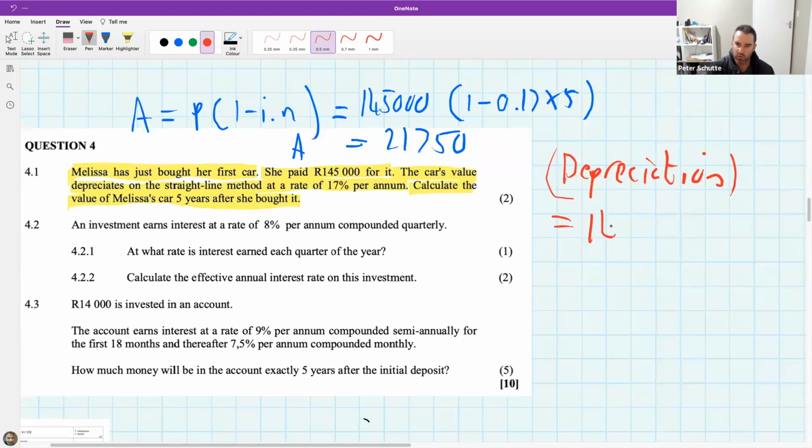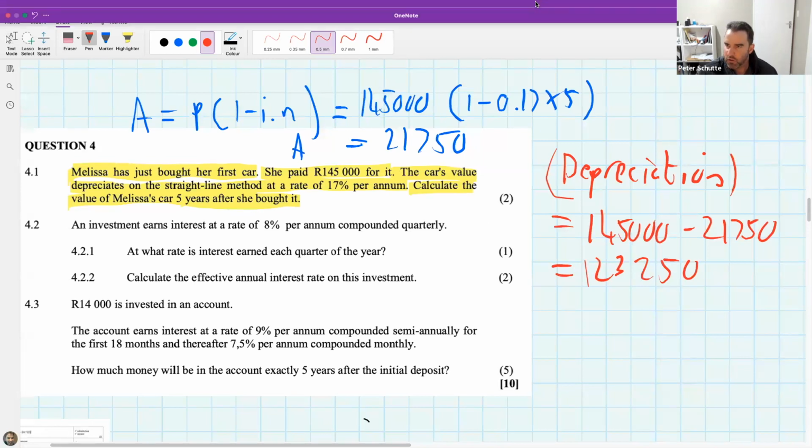So it was once worth 145,000 and it's now only worth 21,750. So what is the difference between those two? So it's lost 123,250, that's how much value it's lost. It's depreciated by that much.